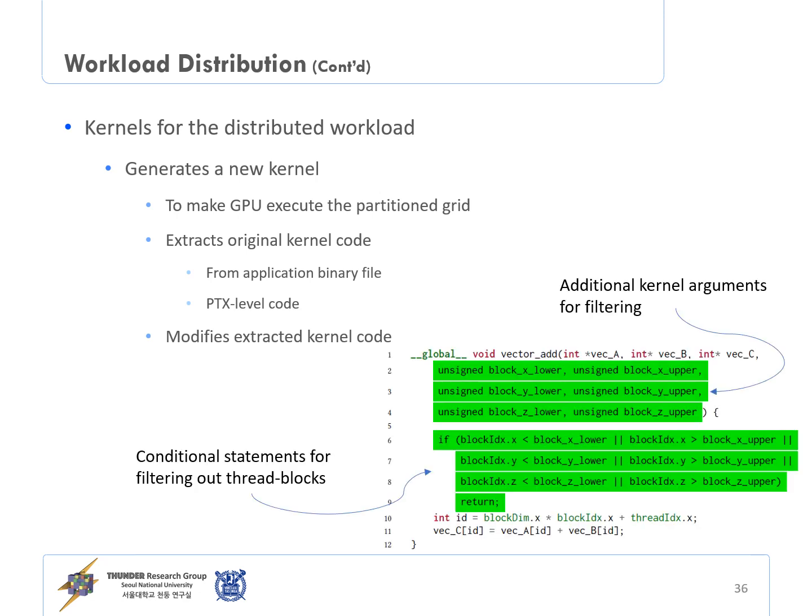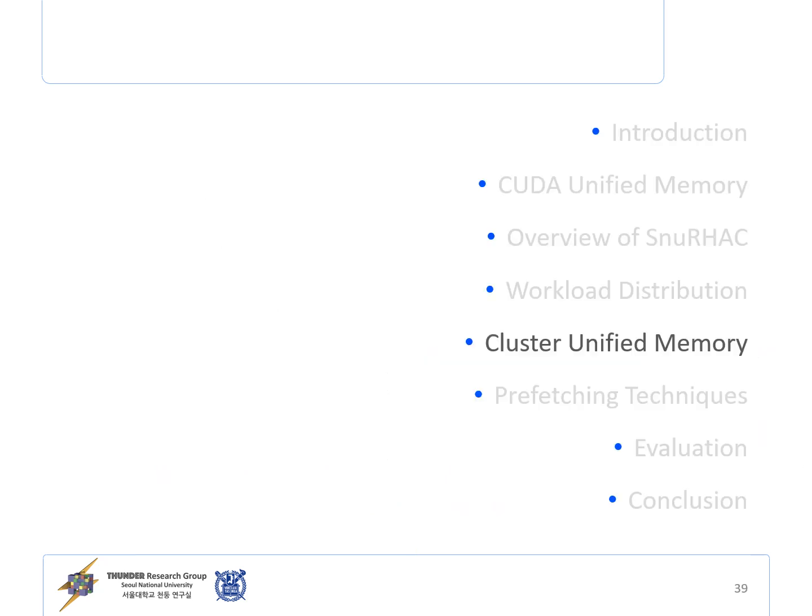Here is an example of modified kernel code. We offer the code at the source level for easy understanding. Changes from the original code are highlighted in green. In lines 2 to 4, the kernel receives additional arguments to know which thread blocks are assigned to the GPU that executes the kernel. In lines 6 to 9, the kernel filters out the thread blocks that are not assigned to the executing GPU. The newly created kernels are compiled at runtime and executed when the CUDA program launches the kernels. Now, I will explain how SnuRHAC manages data across the nodes.